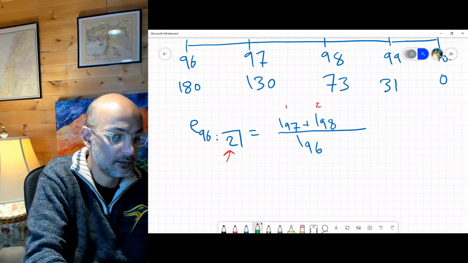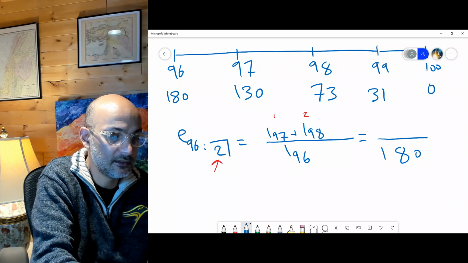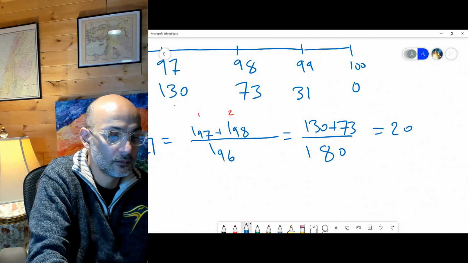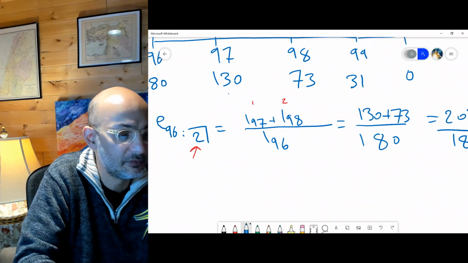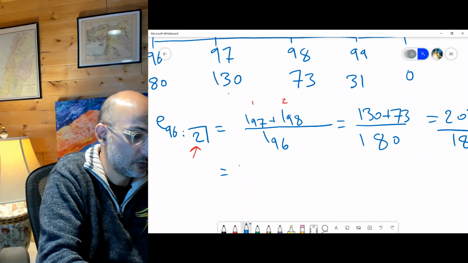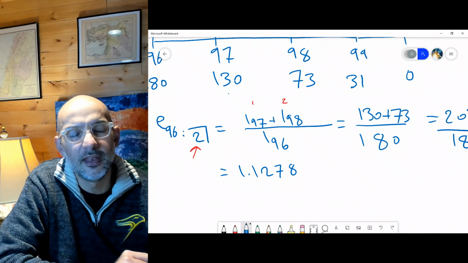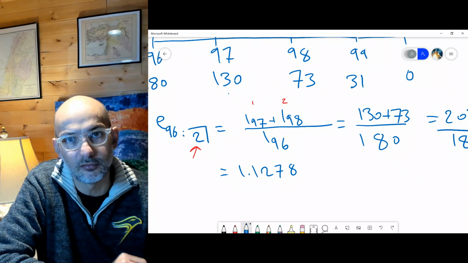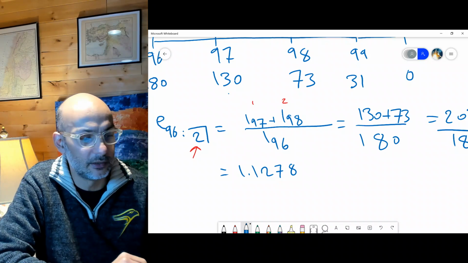And this one you can calculate: you take L97, which is 130, plus 73, which gives you 203 over 180. So the expected value of life is 203 divided by 180, which is 1.1278. What does that mean? It means that for the next 2 years, the expected remaining lifetime will be 1.1278. So on average, this cohort will live 1.1278 years within the next 2 years.